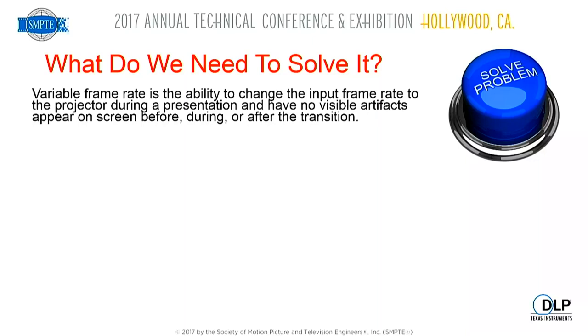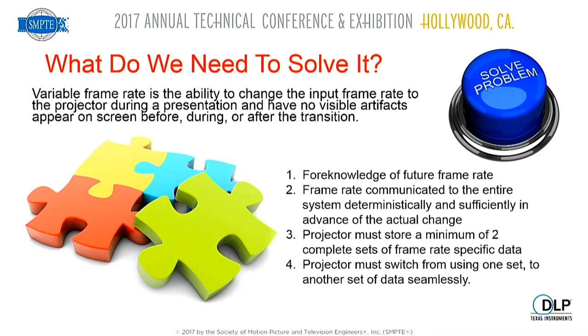I'm going to define variable frame rate as that ability to change the input frame rate to the projector during a presentation and have no visible artifacts before, during, or after that transition from one frame rate to another. So what would it actually take to make that happen? I contend that there's at least four pieces to this puzzle that I'm going to talk about. Foreknowledge of the future frame rate.